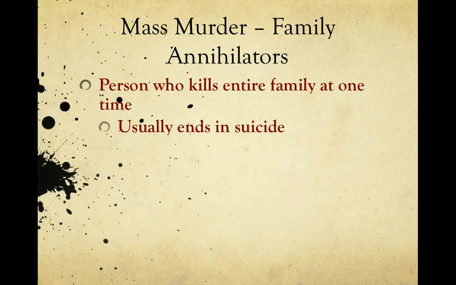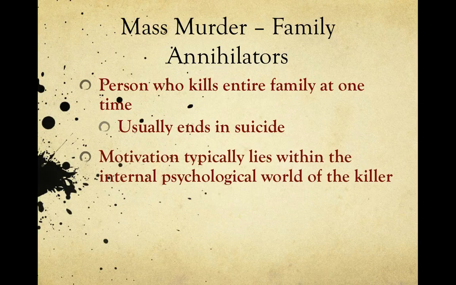The next category of mass murder is family annihilator. This is a person who kills their entire family at one time. Most often, the victims are immediate family members as opposed to distant relatives, and it ends with the perpetrator committing suicide. This is also known as familicide. As for motivation to commit such an act, the motivation typically lies within the psychological world of the killer. In other words, it is not typically due to an external factor such as a fight or a disagreement.